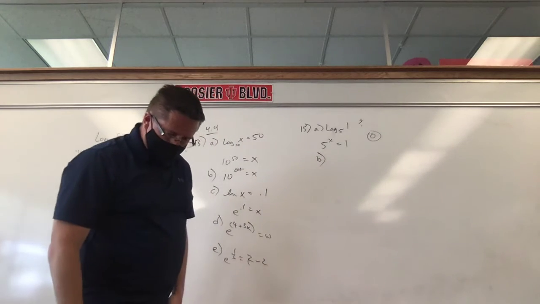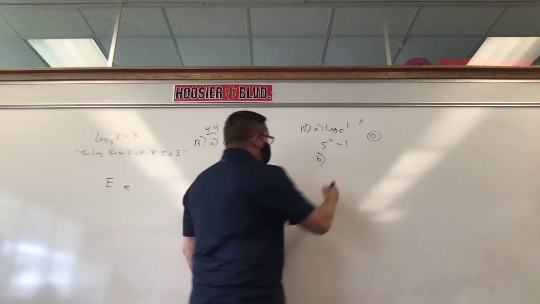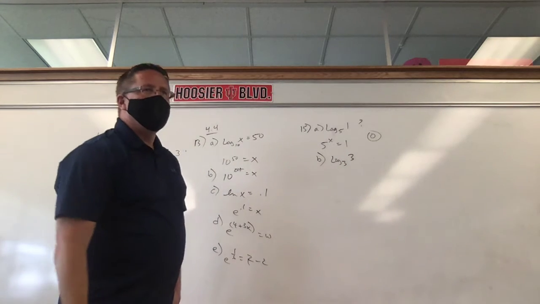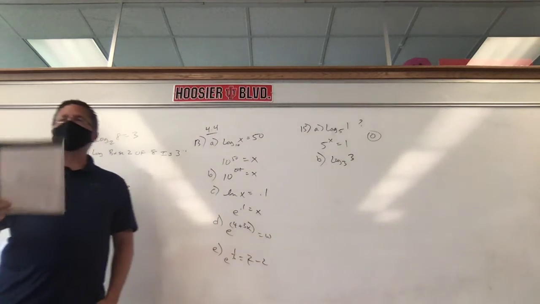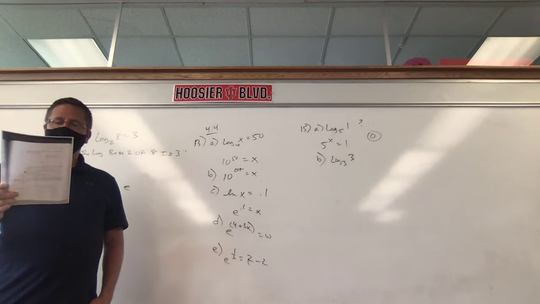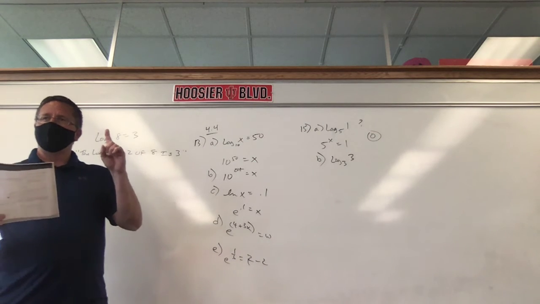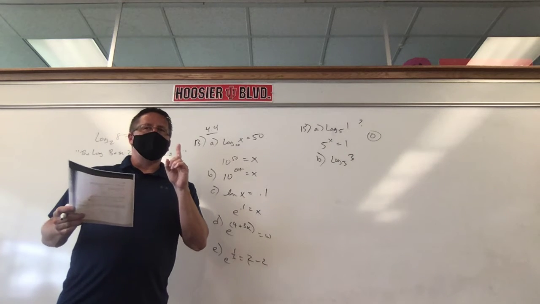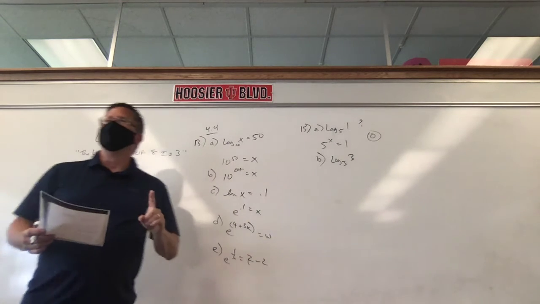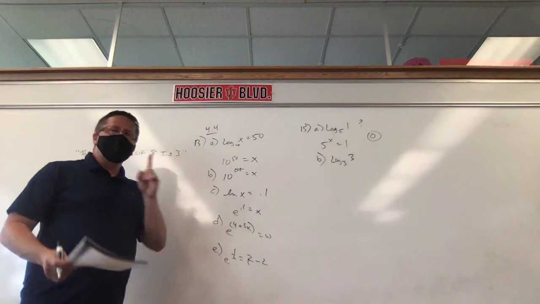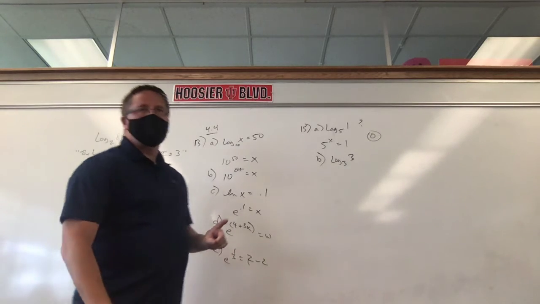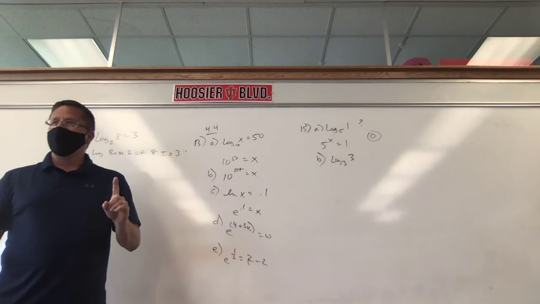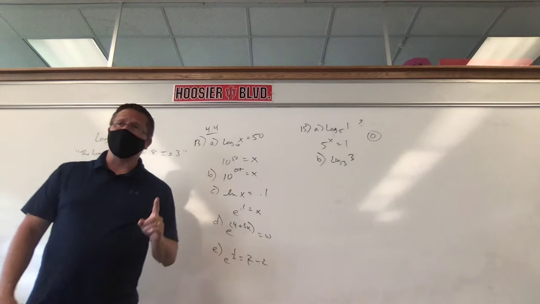Part B. Log base 3 of 3. Be careful on this. This is a very simple question and a very simple response. It's also very simple to get the wrong reason behind it. True or false? Is the answer 1? It actually is 1. It's 1 because 3 times 1 is 3. Wrong. 3 times 1 is 3, but that's not why. It's 1 because 3 to the 1 is 3.